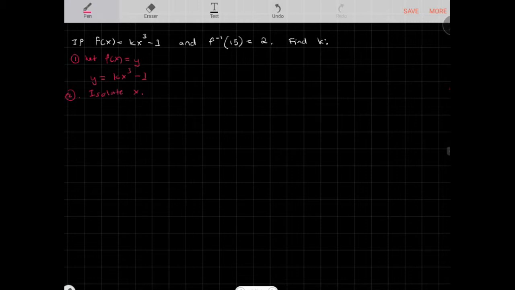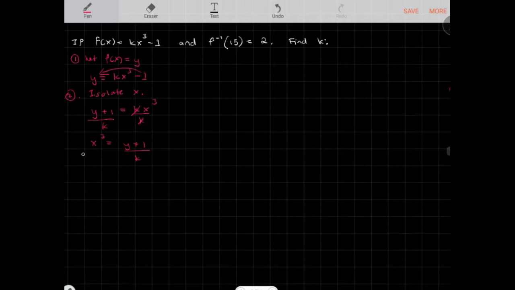If I want to isolate for x, I'm going to move the 1 to the other side, so y plus 1 is equal to kx cubed. Then I want to solve for x, so I need to get rid of the k. I'm going to divide by k, and whatever I do to one side of the equation, I do to the other side. You have x cubed is equal to y plus 1 over k.